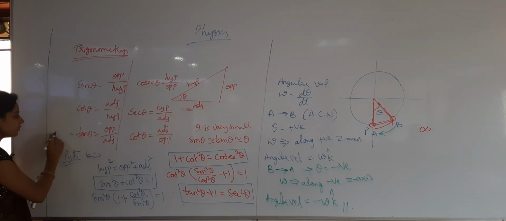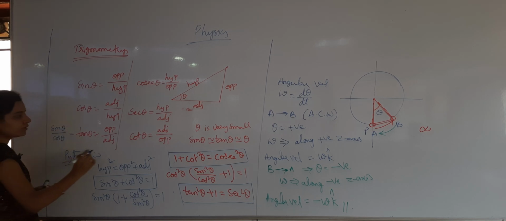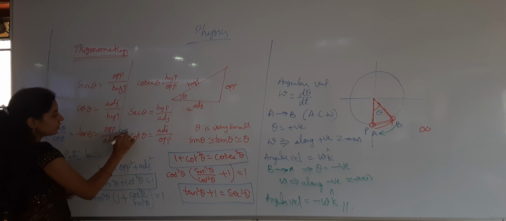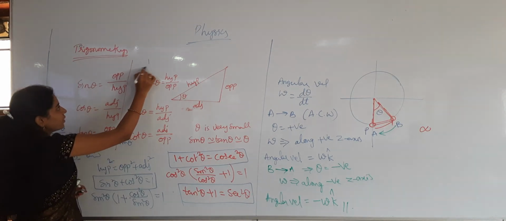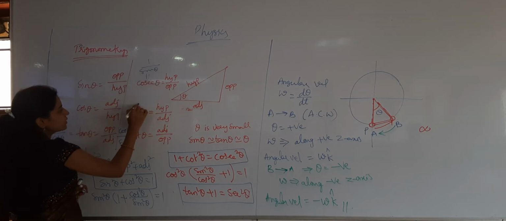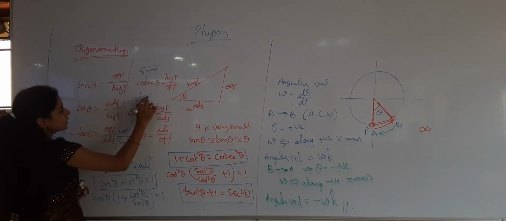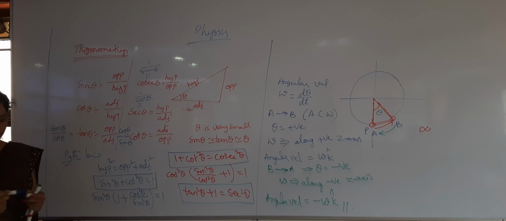Also here, tan is nothing but what can I write? Sin theta by cos theta. Cot is nothing but cos theta by sin theta. Cosecant is nothing but 1 by sin theta. Secant is nothing but 1 by cos theta.